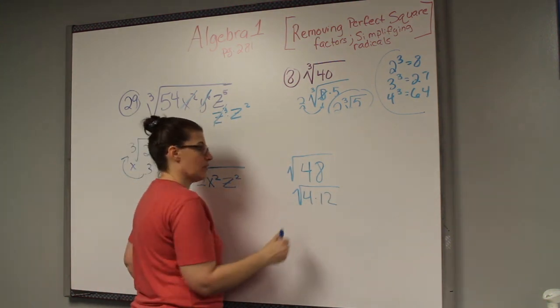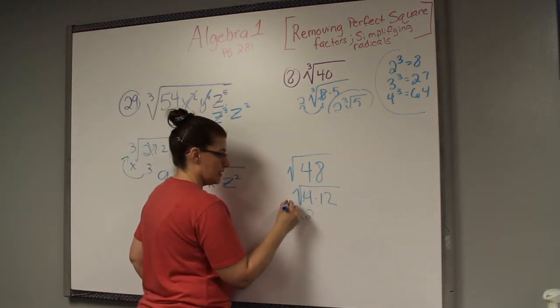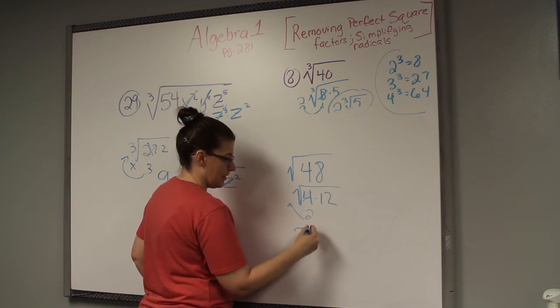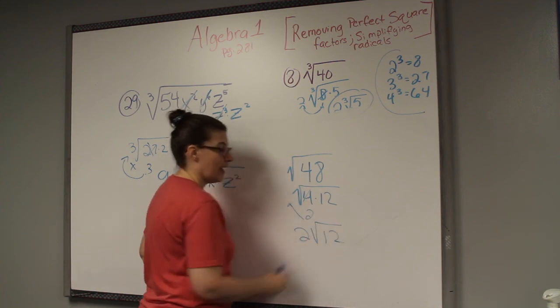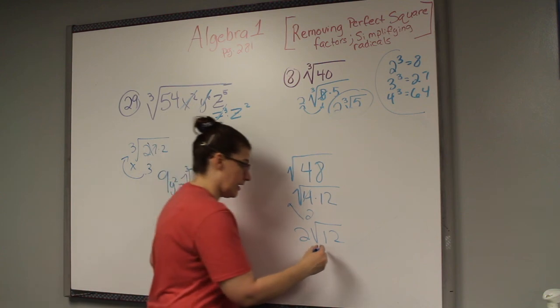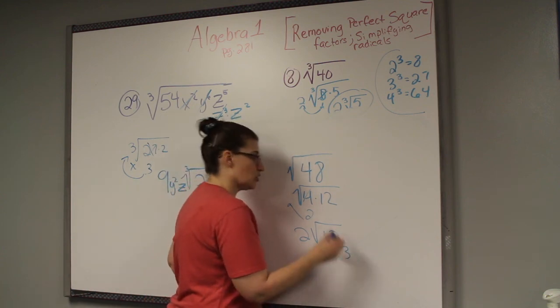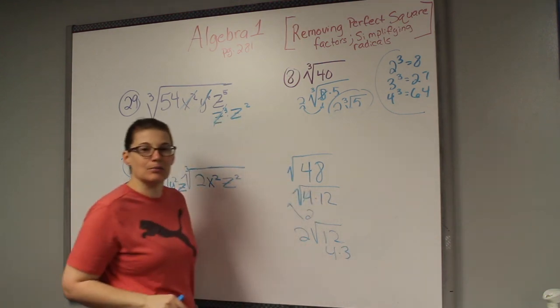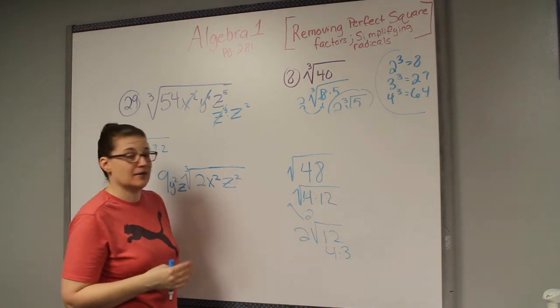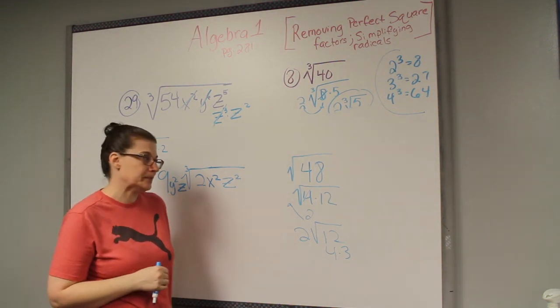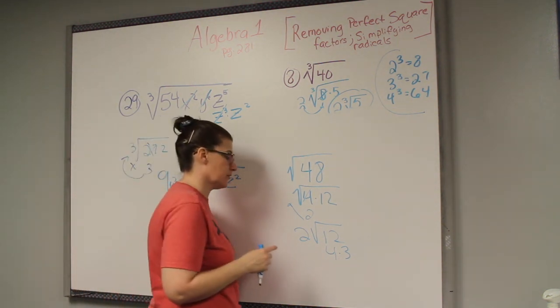And 4 has a square root, so I pull that 2 out. It gets multiplied by the 1 out here, so I'll have 2 root 12. However, 12 can be broken down into 4 times 3, so I did not pick the biggest number that I should have out of there. 16, I think, is the bigger number. I think 16 goes in there 3 times.